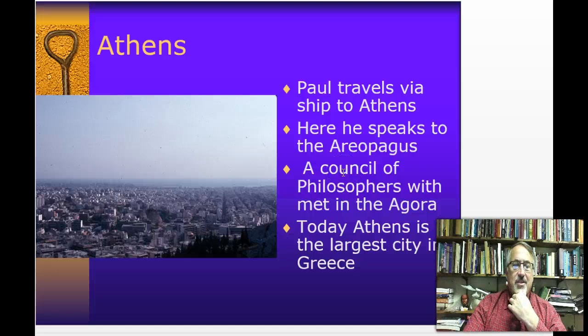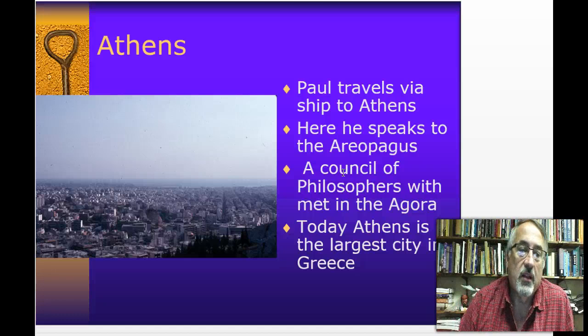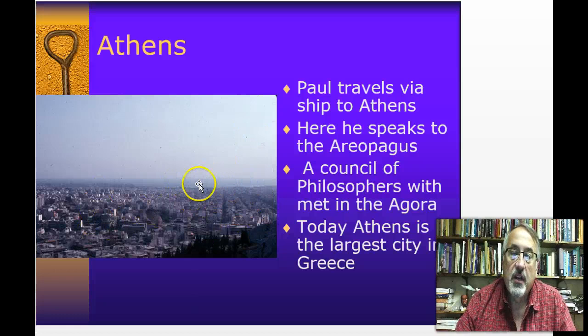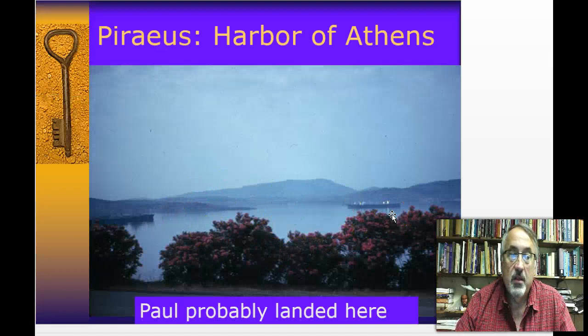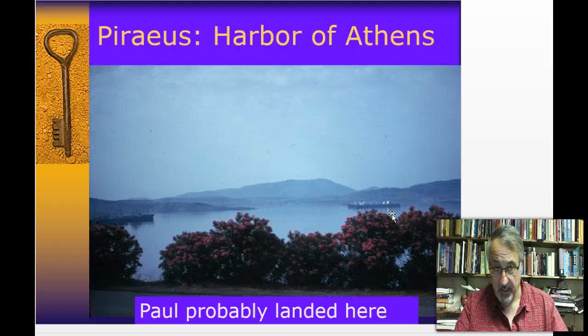There's quite a bit of evidence, though, that he probably spoke to them because they would be meeting at this time more regularly in the marketplace, the Agora, in the center of the city. But it's a wonderful place to visit, to see the city of Athens. Here you can see the modern city, see the water there in the distance. The harbor of Piraeus is in the distance here. And here, Paul probably landed here, certainly took off and landed here at least once or twice.